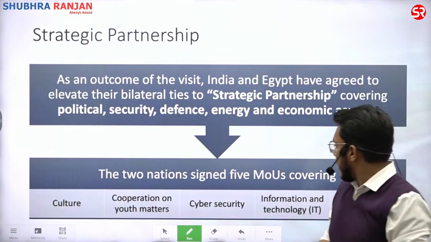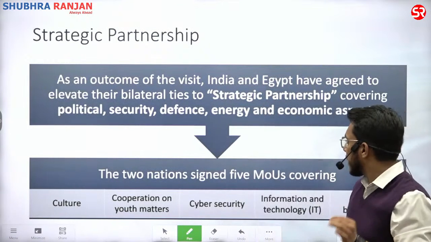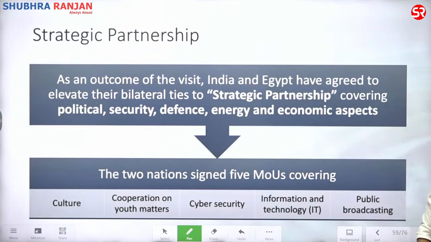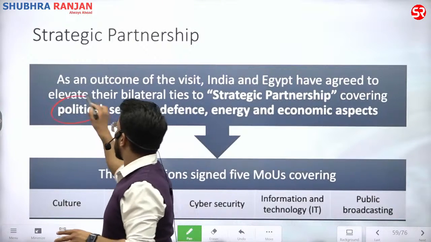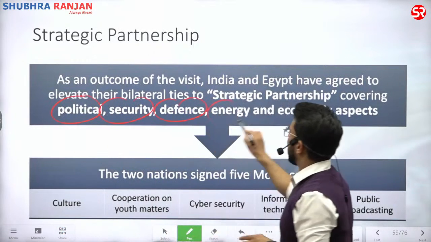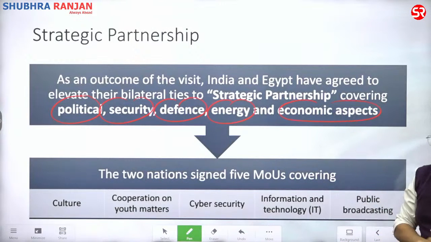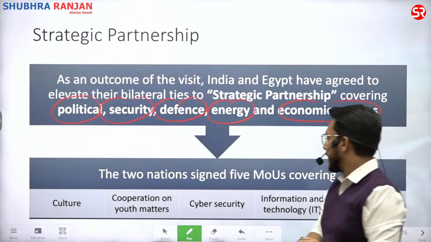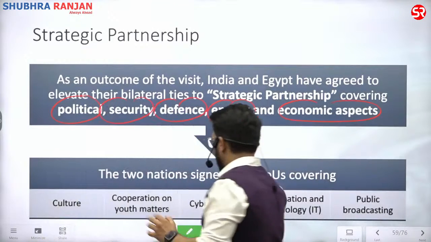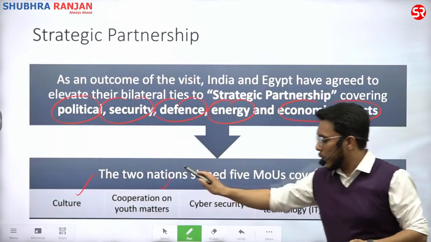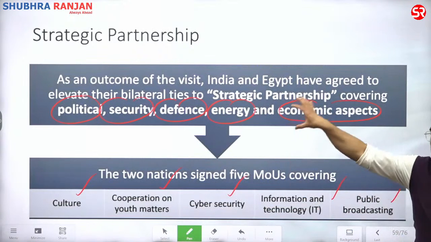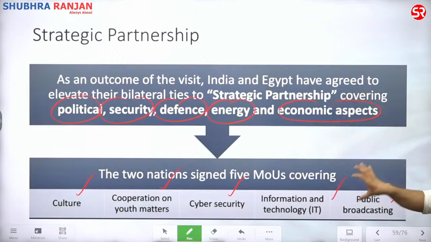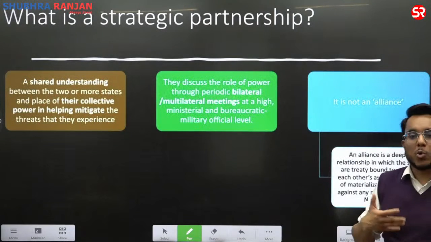Now, in this particular visit, MOUs, Memorandum of Understanding, have been signed on five areas. Number one, political cooperation, security cooperation, defense cooperation, energy cooperation, and economic cooperation. These five areas, MOUs have been signed. Okay. Culture, cooperation on youth matters, cyber security, IT, public broadcasting. These are the five areas, and MOUs particularly on these five subjects have been signed. Jo thode se important hai, sirf hum log unko dekhenge.